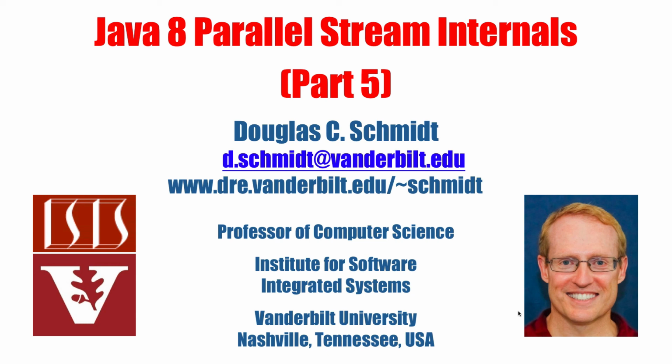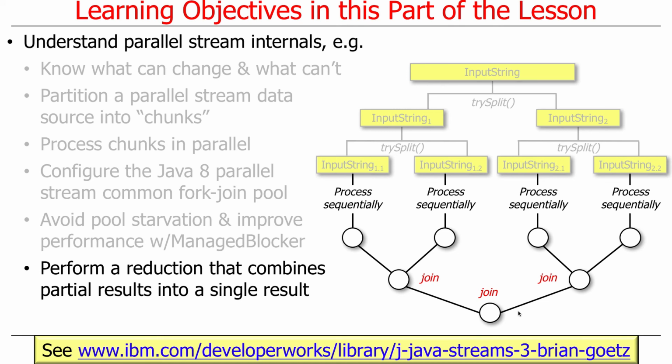Okay, so what we're going to do now is talk about the next stage in the stream's phases. Remember, there's the splitting phase, there's the processing phase. We talked about splitterators. We talked about processing with a thread pool. Now we're going to talk about the combining phase or the joining phase that's going to do what's called a reduction. And that combines all these partial results into a single result.